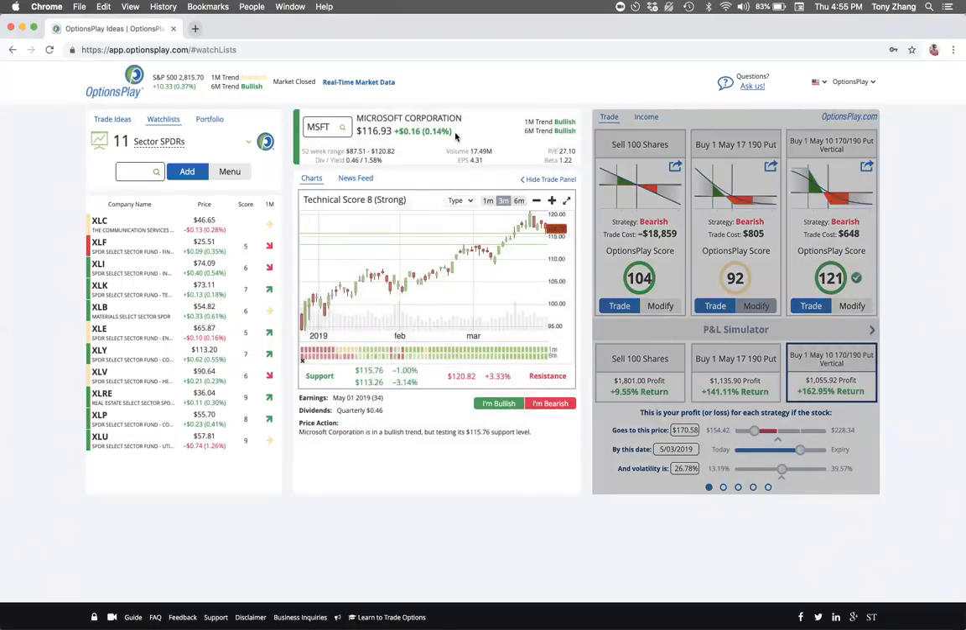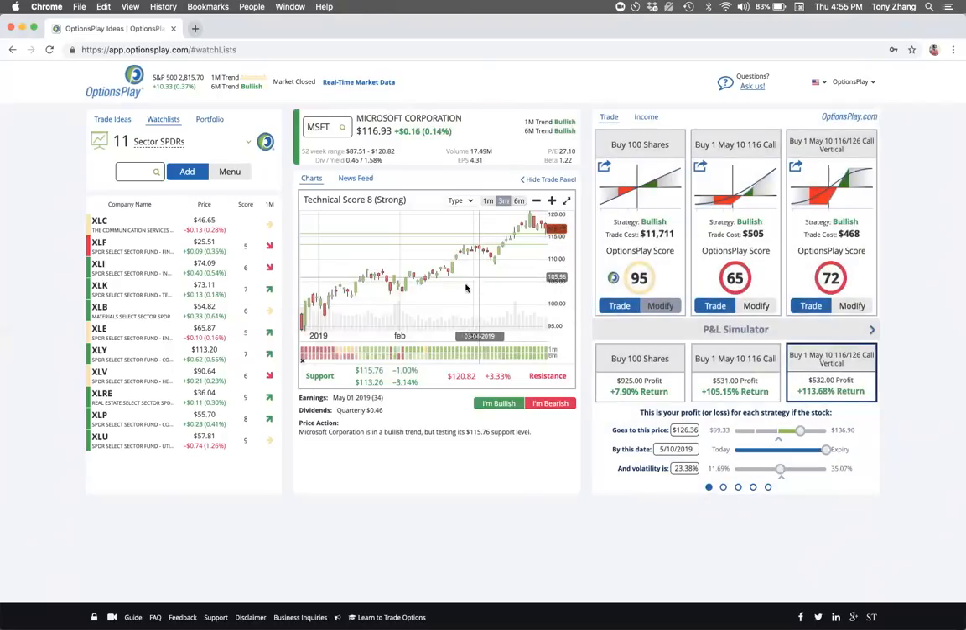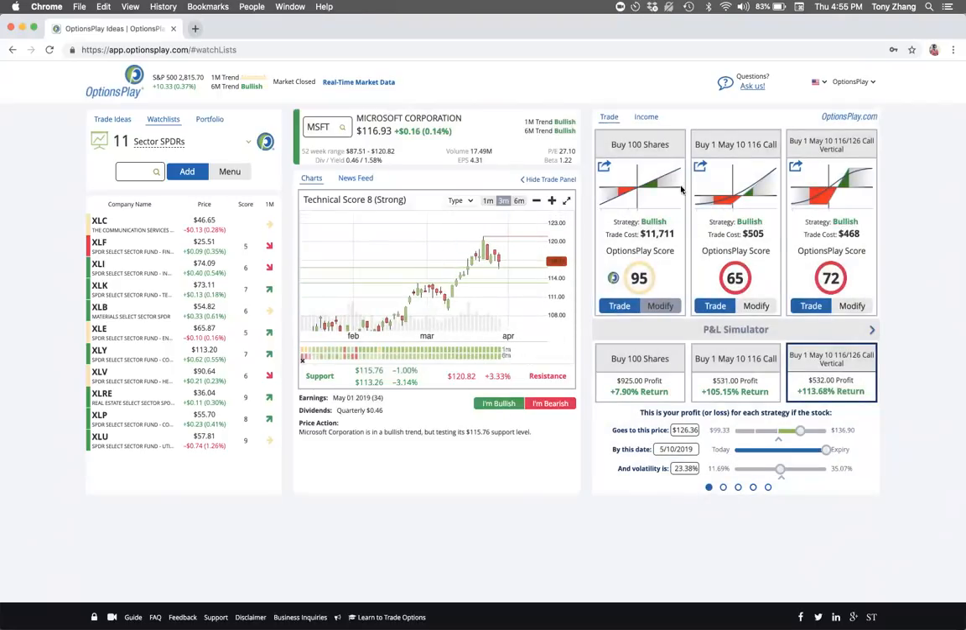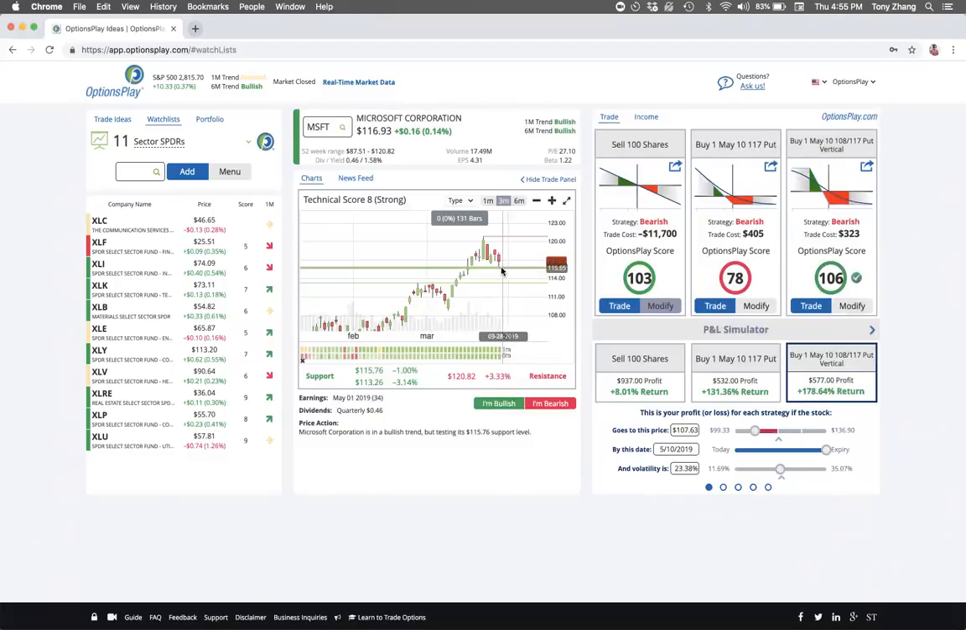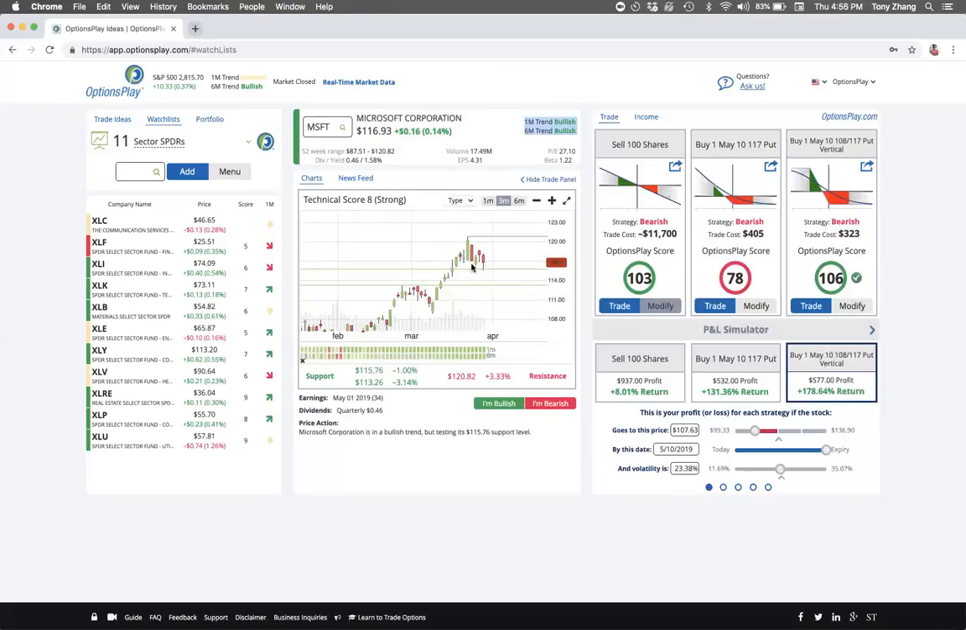Trading at 116.93. So again, you have two options. You can select either I'm bullish and look at 3 bullish strategies, or you can select I'm bearish and look at 3 bearish strategies. So, Microsoft, being a very strong stock, has a technical score of 8, and 1 month and 6 month trends are bullish. Something that we cover on a different webinar is looking at these indicators to get a sense for direction. And it's trading just above a support level, 115 support level. These are all, in my opinion, somewhat at least bullish things to look at.